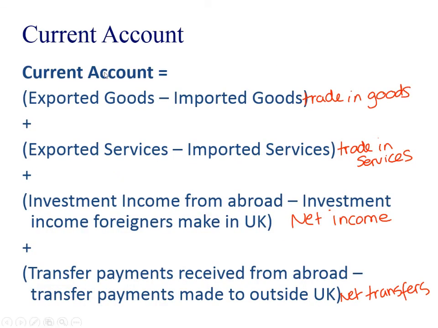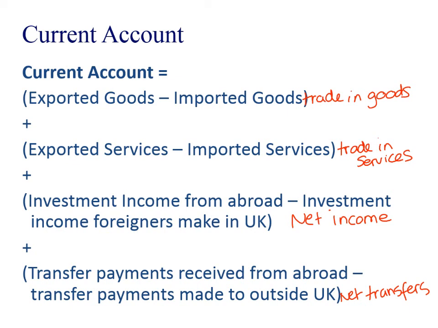So the current account equals the trade in goods, which is just what you export minus what you import, plus trade in services, what you export minus what you import, plus net income. Now net income is just income from investments that you've made abroad.